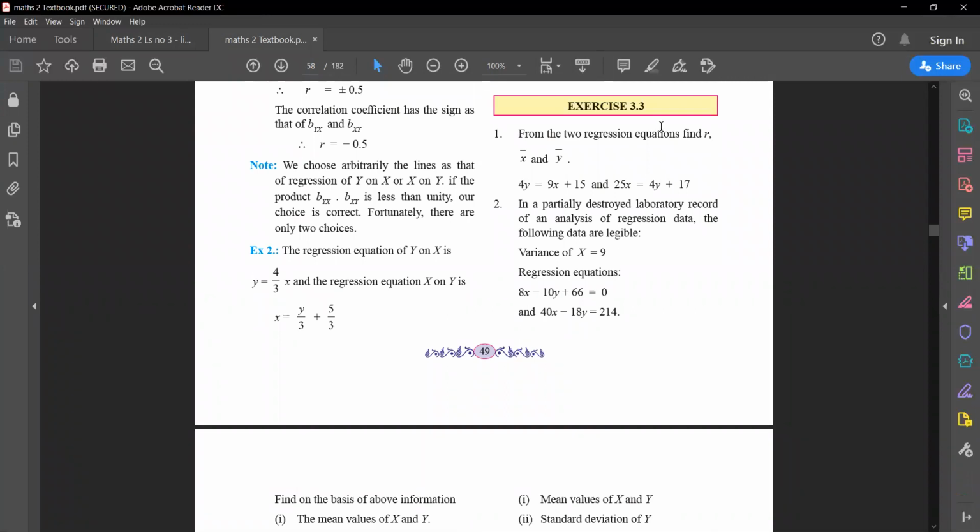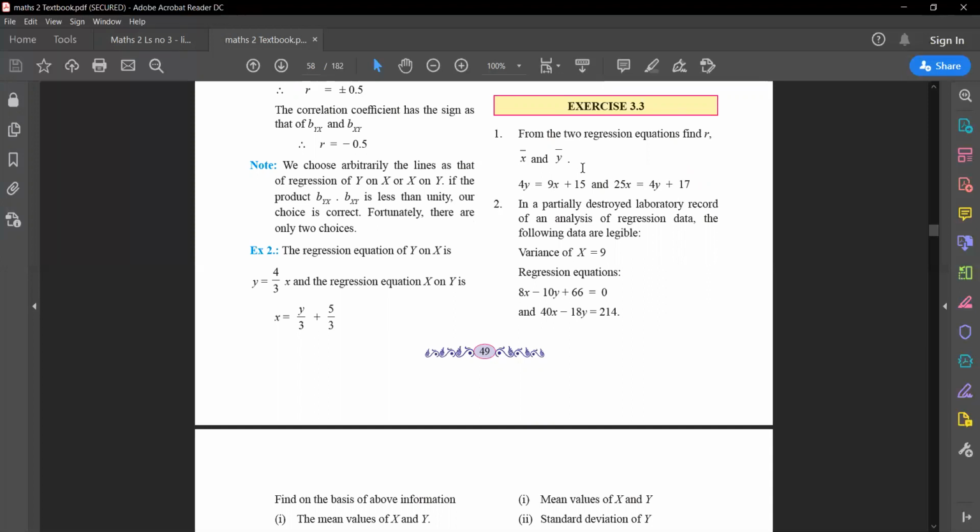Find the value of r, x bar and y bar from the two regression equations, and these are the two regression equations given. What are your observations, class? Have they specified which one is x on y and which one is y on x? No. So this is the difference from sum number 8 and sum number 9.